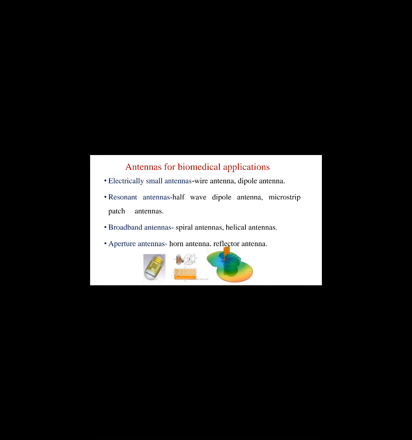For high frequencies, as broadband antennas, we use spiral antennas and helical antennas. By using spiral and helical antennas, we can get maximum bandwidth and gain compared to resonant antennas and electrically small antennas. And finally, aperture antennas: in standard aperture antennas, we use horn antennas and reflector antennas for the purpose of transmitting and receiving, in testing applications.